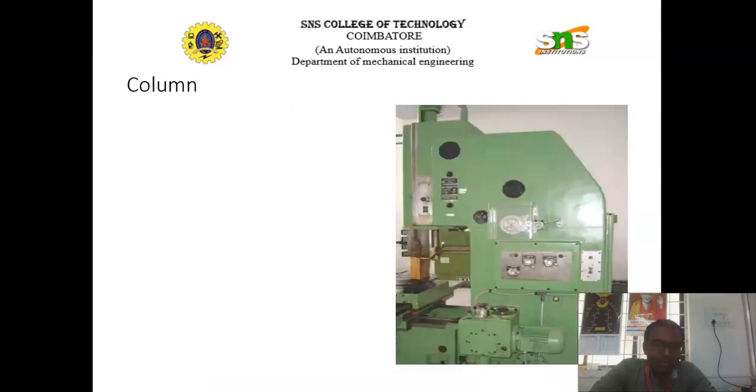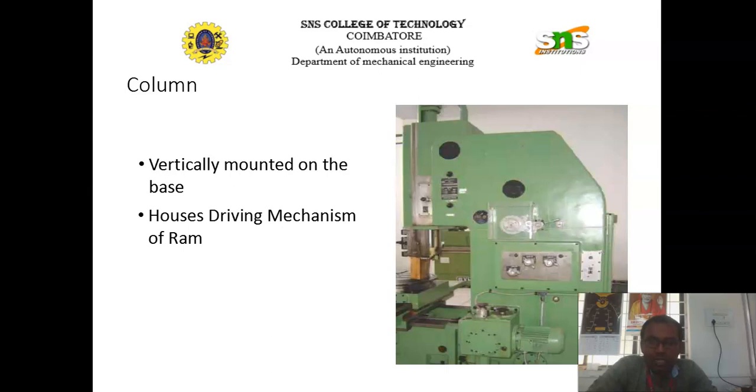The next most important part of the slotting machine is the column. It is vertically mounted on the base, and it houses the driving mechanism of the ram. That means inside the column, the driving mechanism is fitted. With the help of the driving mechanism, the ram moves in a vertical to-and-fro motion, and the column also has the guideways on which the ram slides.